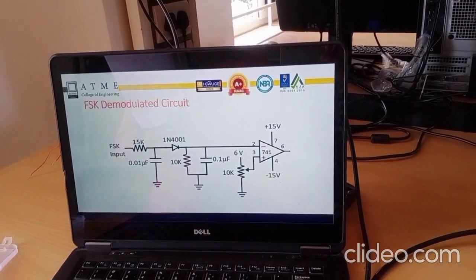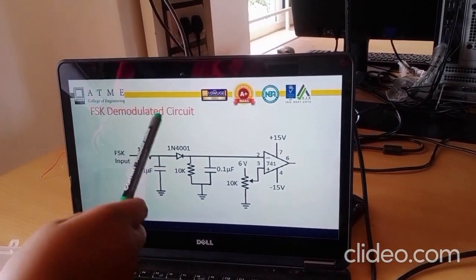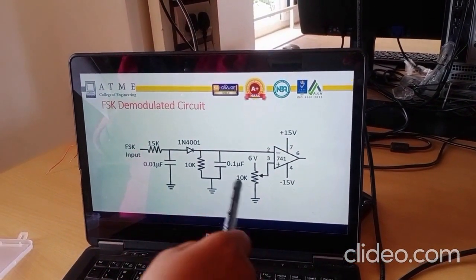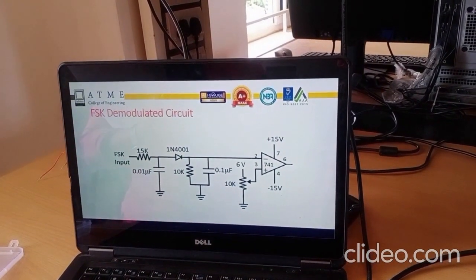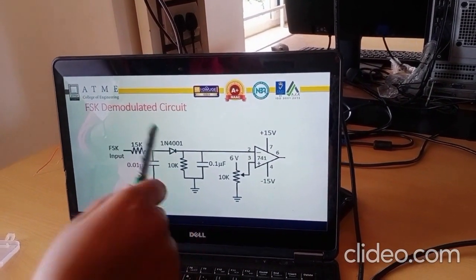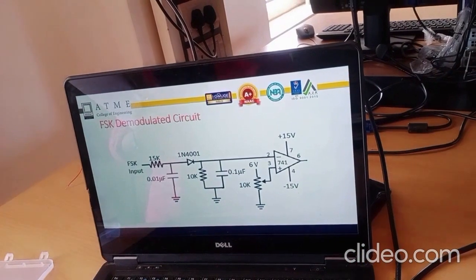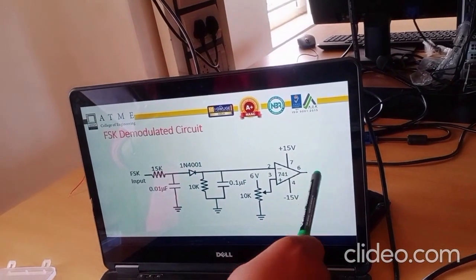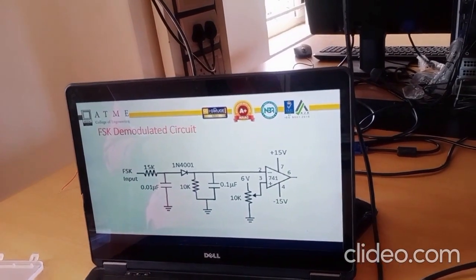This is the FSK demodulator circuit. In this we are using an envelope detector, a filter, and a comparator. Using all these three we will get the demodulated signal. The envelope of the signal is generated, then it filters out the noise, and finally the comparator is used to get the demodulated signal back.